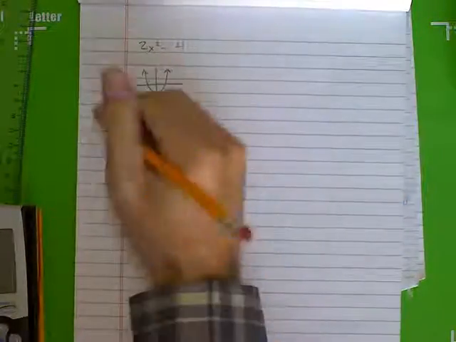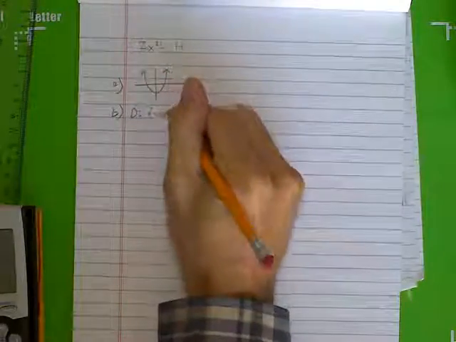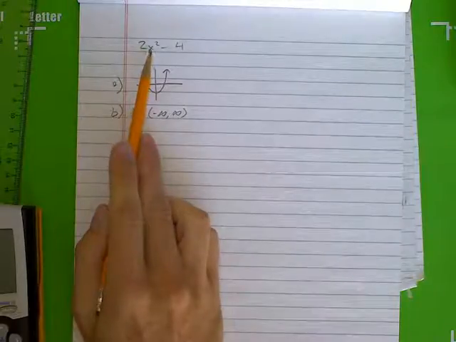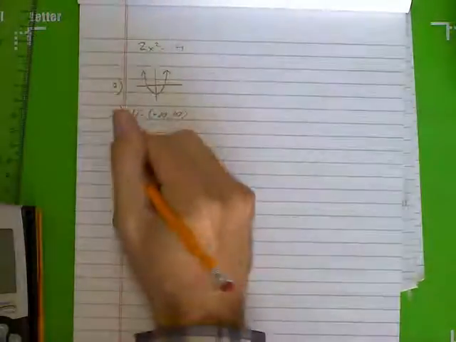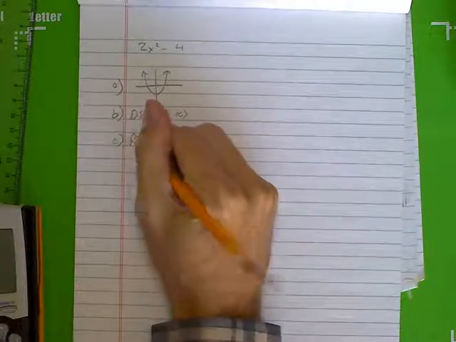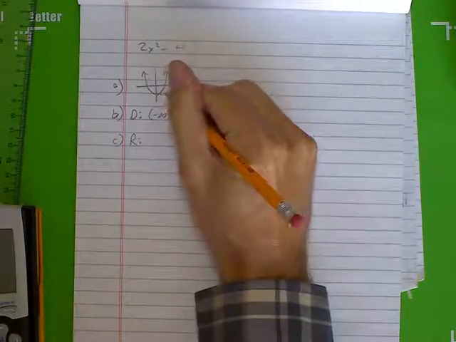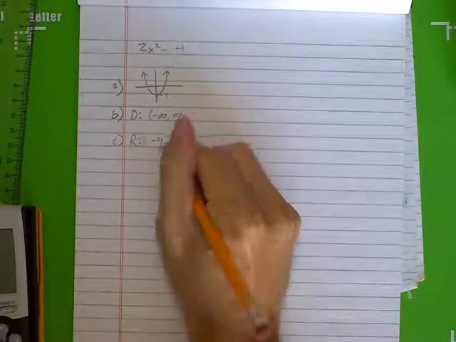B. Just from looking at that rough sketch, I should be able to give my domain, which for a parabola would be -∞ to +∞. It works for all real numbers. You're not going to end up with any square roots of negative numbers or zeros underneath fractions from this equation. C is my range. So where would my range start? Yeah, -4. And it goes from -4 to +∞. Would we include -4? Yes, we would.